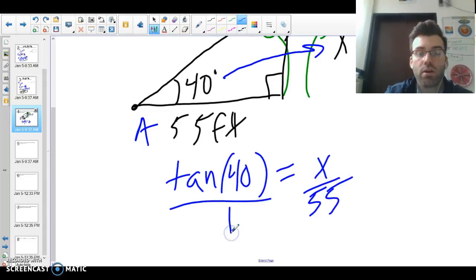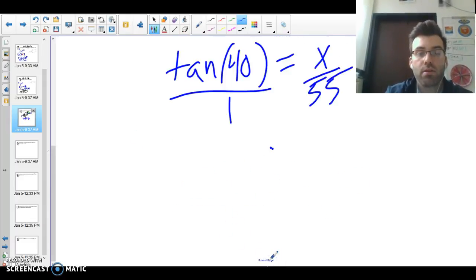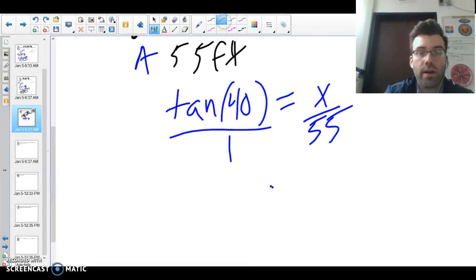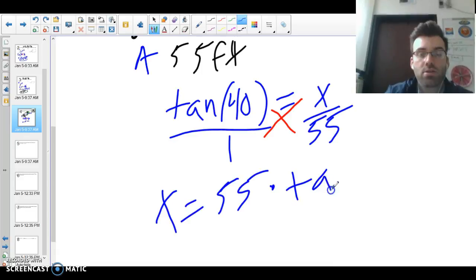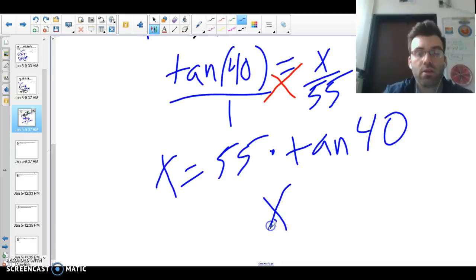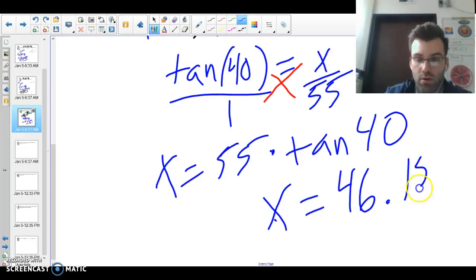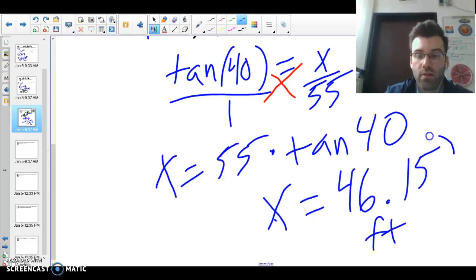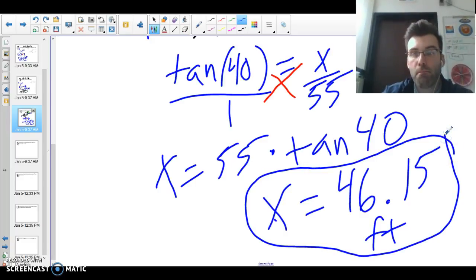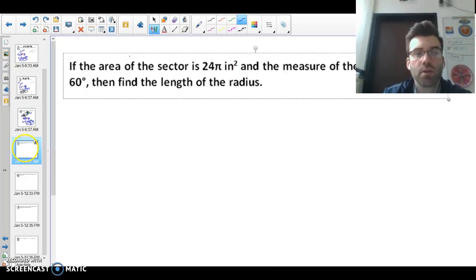Put it over 1 and crisscross applesauce. X equals 55 times the tangent of 40. And you don't have to write that. You can just write the answer if you can get it right away. I know you're doing your calculator. X equals 46.15 feet. Boom. You have a question on that one? Raise your hand. Let me know. Okay, let's go on to the next one here.